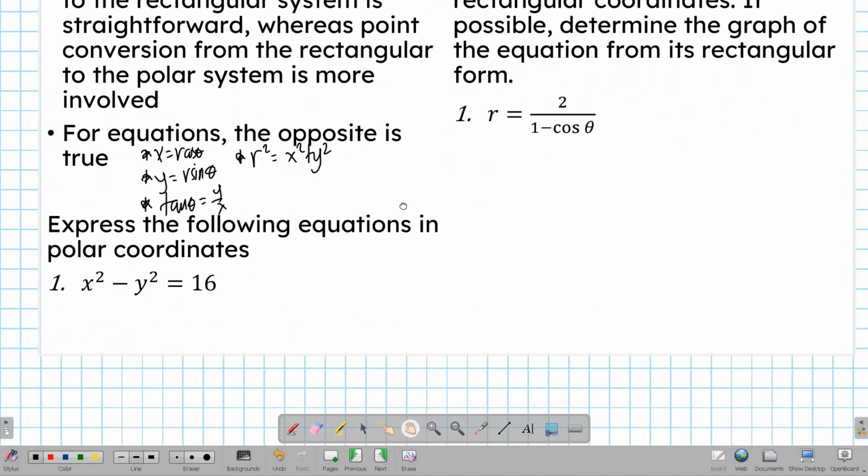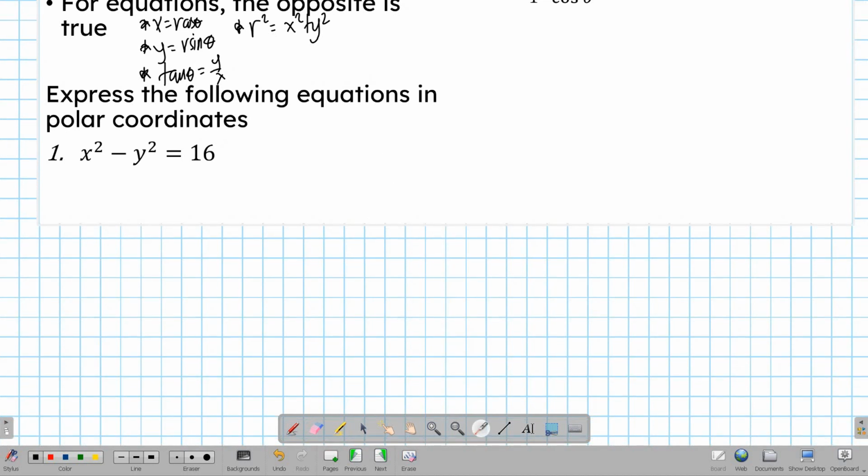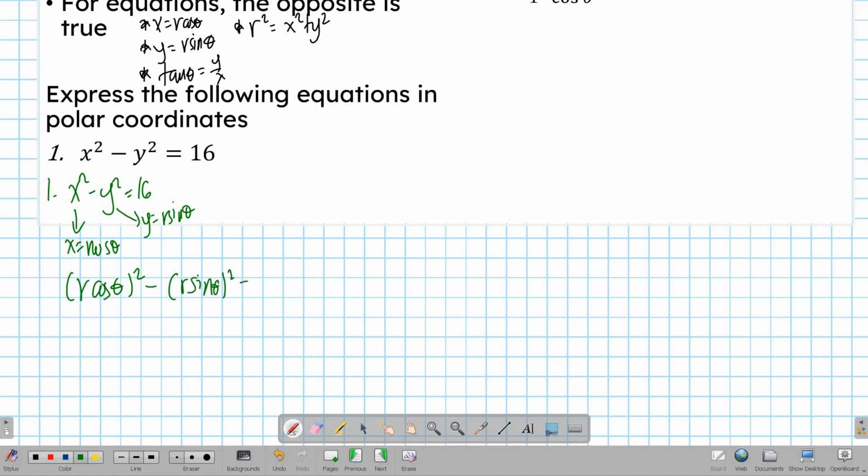For example, if we want to express the equation x squared minus y squared equals 16 in polar coordinates, we need to refer to the formulas here. So x is equal to r cosine theta. Therefore, by substitution, let's copy again the equation. Since x is equal to r cosine theta and y is equal to r sine theta, this will then become r cosine theta squared minus r sine theta squared equals 16.